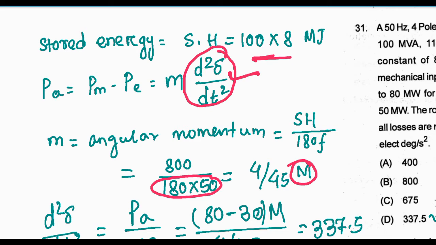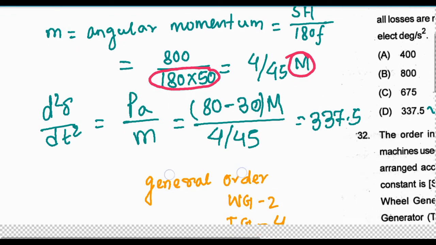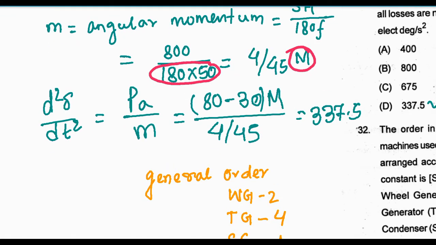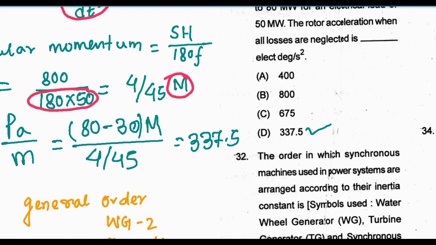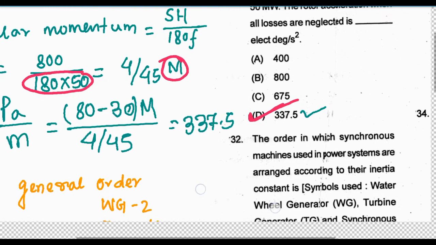And this is given by PA by M. What is PA? PA is PM minus PE, that is mechanical power minus electrical power. What is the mechanical power here? 80 minus 50 as the electrical power, divided by M. M is 4 by 45, which gives 337.5 electrical degree per second square. And this is the answer here.